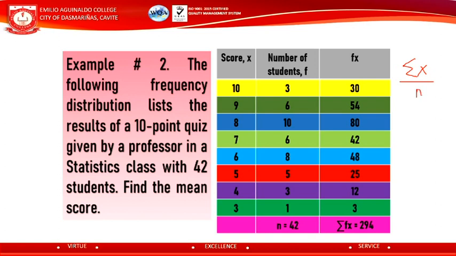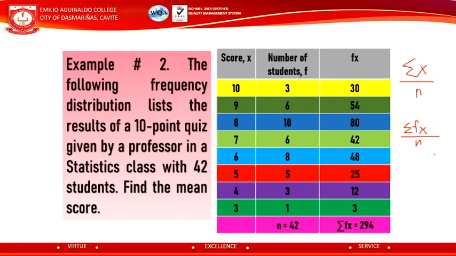Okay, our formula earlier is just the summation of x divided by the total number of observations. So the formula in our example number 2 is almost the same, because we're just going to get the summation of our fx, that is the product of our frequency of occurrence and our score, and then divide it by the total number of observations. So apparently, nothing really changed, no? We just add the frequency of occurrence here, and then the total number of observations. If you're going to counter check it, the summation of our f must be equal to n.